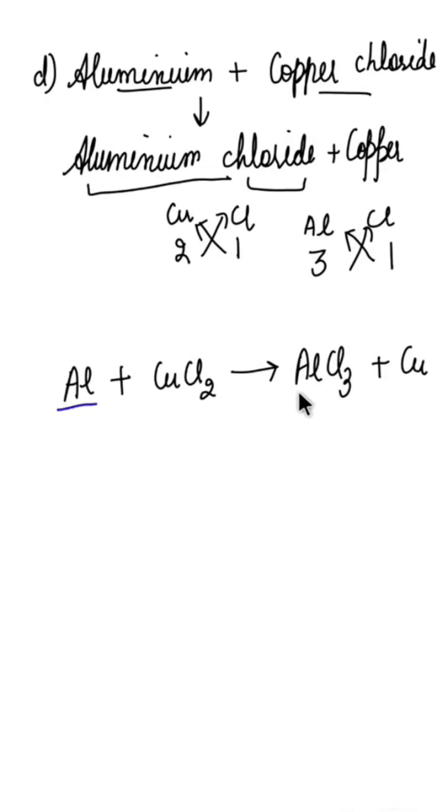Now let's see whether this equation is balanced or not. In the reactant 1 atom of aluminium, and in the product 1 atom of aluminium. In the reactant 1 atom of copper, and in the product 1 atom of copper. Now here we can see there are 2 chlorine atoms, and here 3 chlorine atoms. So what is the LCM of 2 and 3? It is 6. To make 6 chlorine atoms, we are going to multiply CuCl2 with 3, so it will become 3 CuCl2. Now to make 6 chlorine atoms on the other side, we are going to multiply AlCl3 with 2.